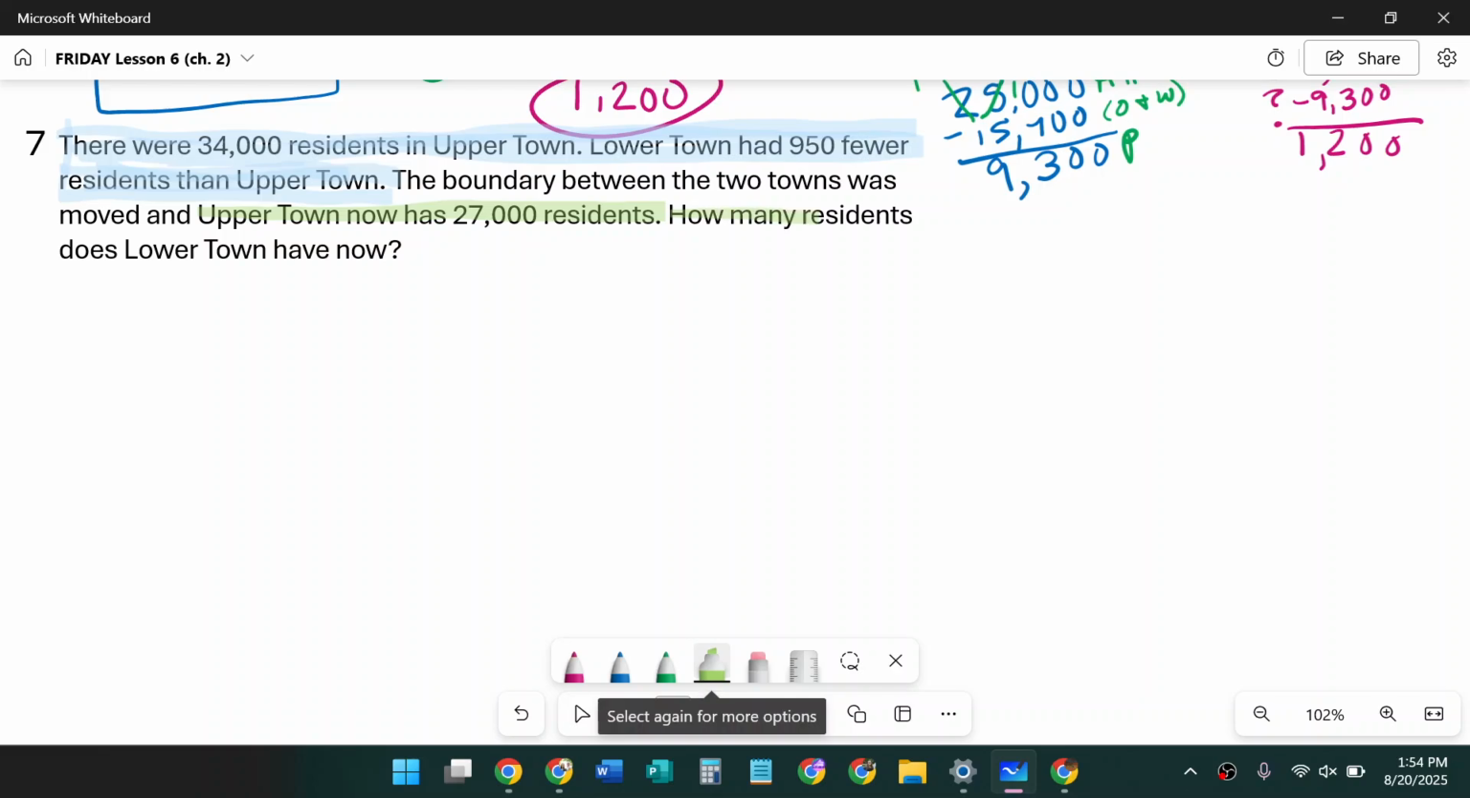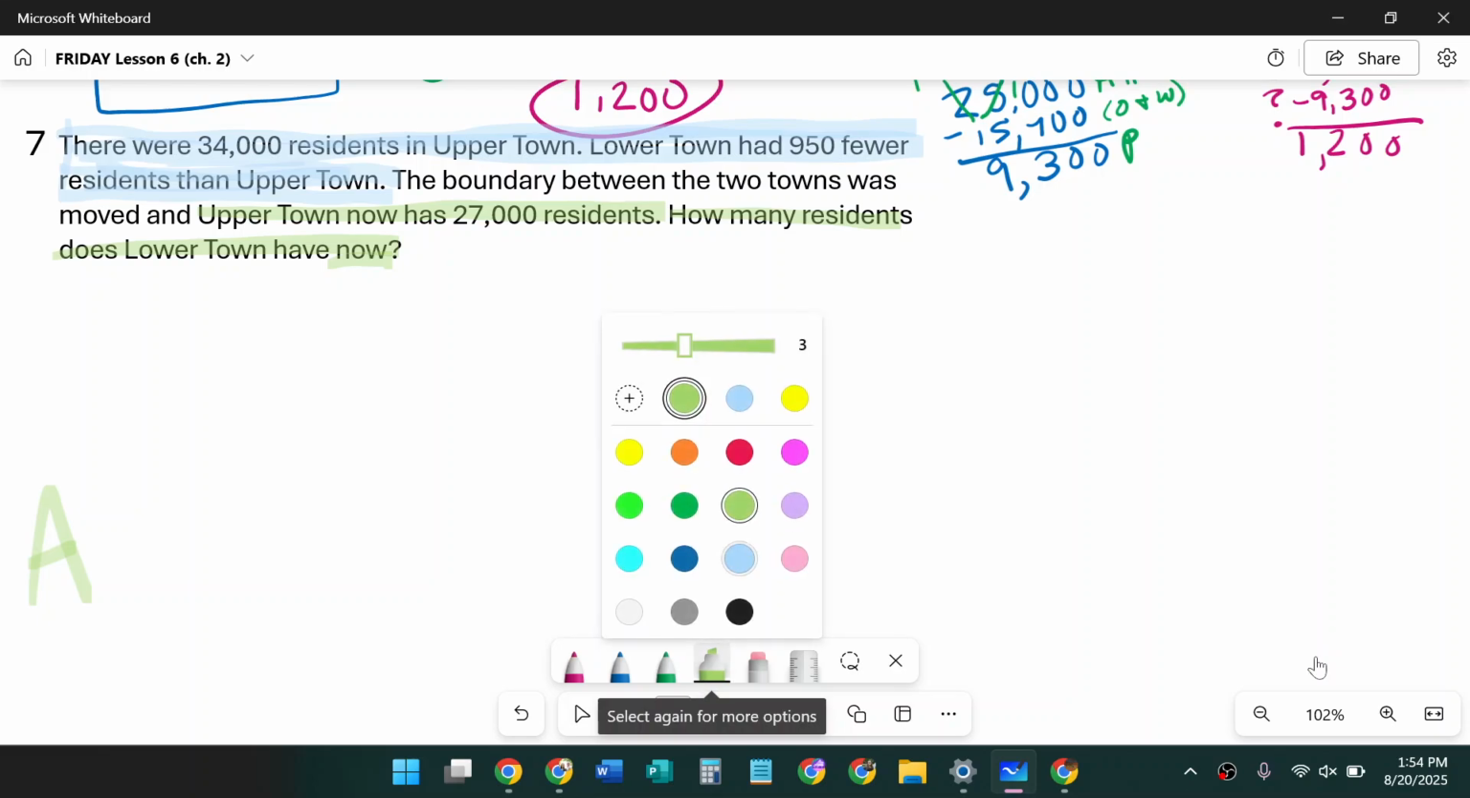And they want to know how many residents does Lower Town have now, because it has a now right here. I know they're asking about the after the boundary change. And so the question is asking from the after. So I highlighted the question in green because that matches the after color. So this is the after, and this is the before.